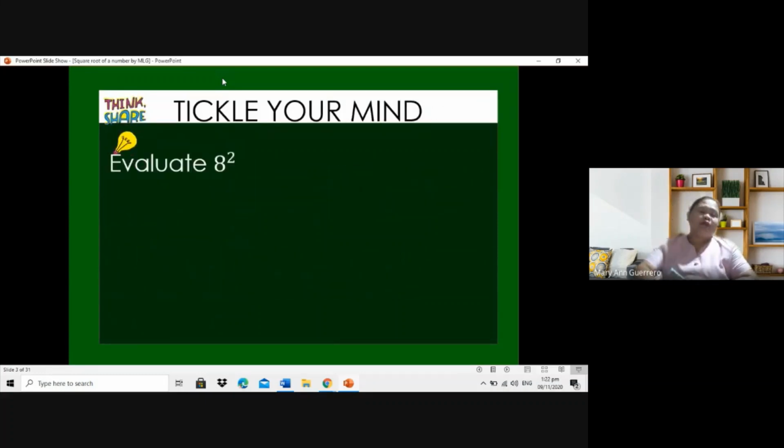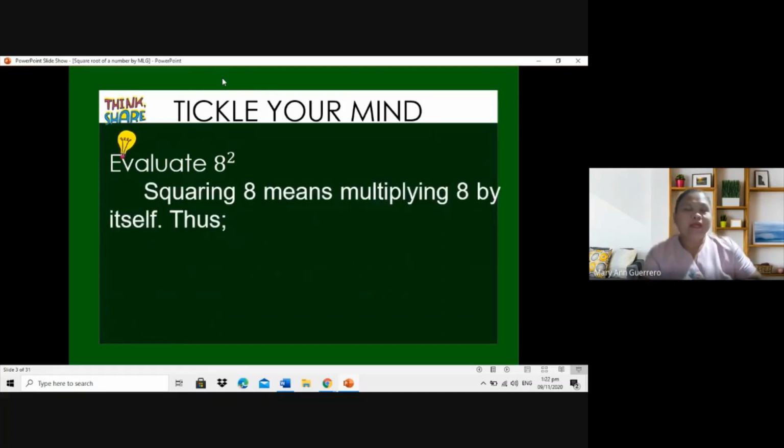Now, tickle your mind, what is 8 squared? If your answer is 64, then you are correct. Remember, when we square 8, we multiply 8 by itself. Or when we square a number, we multiply the number by itself. Okay, so that is 64. So 9 squared is 81.